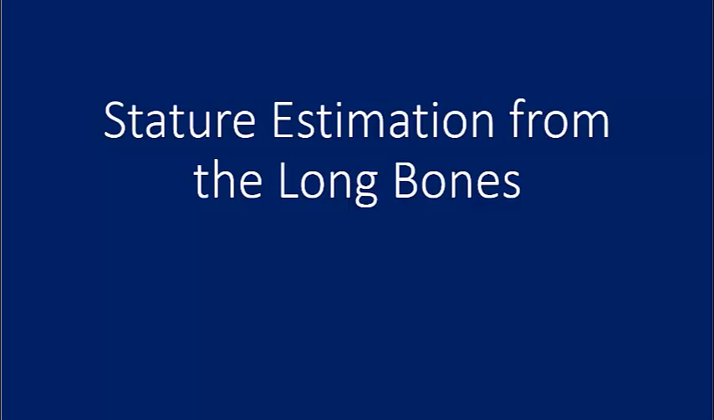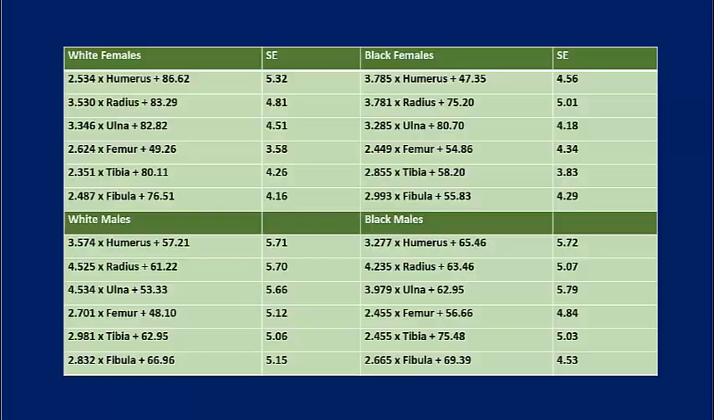Once you have measured the long bones using either sliding calipers or the osteometric board, then you need to calculate how tall the individual is, or their stature. So this is the equation list from your textbook, the exact same list. As you can see, we classify into different categories based on ancestry and based on sex.